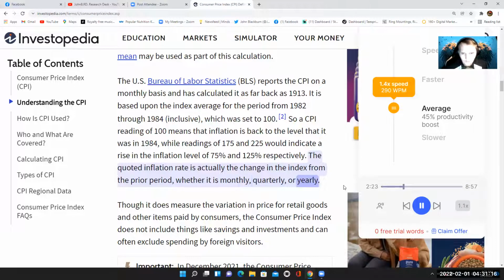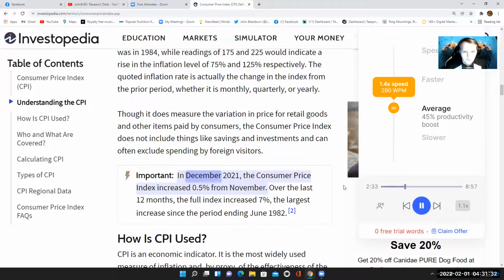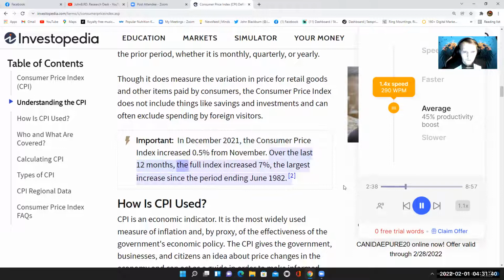The quoted inflation rate is actually the change in the index from the prior period, whether it is monthly, quarterly, or yearly. Though it does measure the variation in price for retail goods and other items paid by consumers, the Consumer Price Index does not include things like savings and investments and can often exclude spending by foreign visitors. In December 2021, the Consumer Price Index increased 0.5% from November. Over the last 12 months, the full index increased 7%, the largest increase since the period ending June 1982.